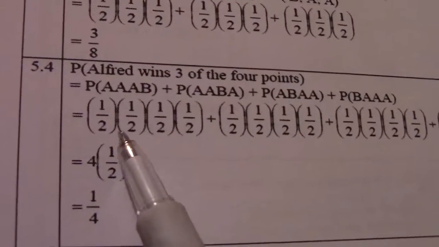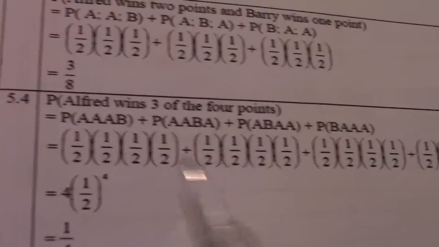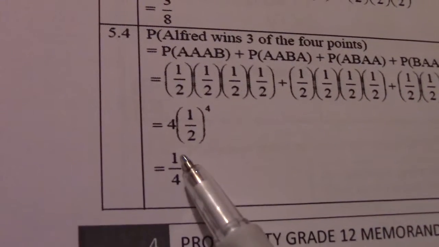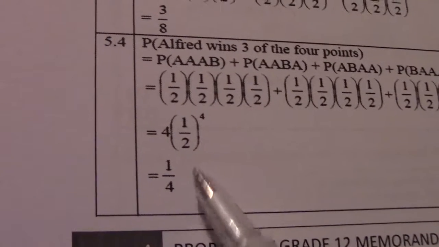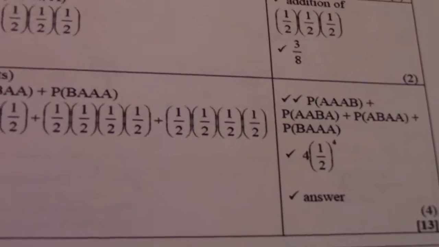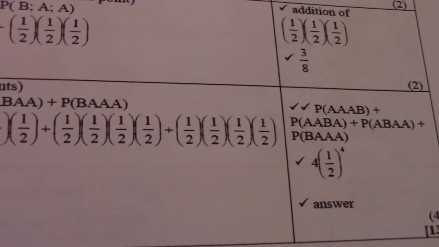Right, so now 1 over 16 plus 1 over 16 plus 1 over 16 plus 1 over 16. Right, gives me 4 over 16, which simplifies to 1 over 4. So hope you follow, hope you understand. Enjoy. All the best. Bye.